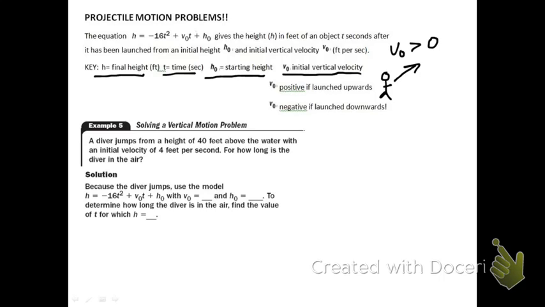If v naught is negative, the object's being launched downwards. So this might be, for instance, a volleyball player, right? Let's say this is ground. Volleyball player is up in the air, and this is a terrible drawing.